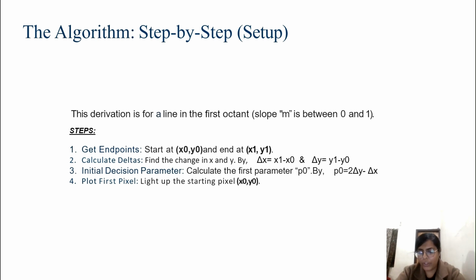Here's how the algorithm works for slope between 0 and 1. First we take the endpoints, which start at x0, y0 and end at x1, y1. Then we calculate delta x and delta y, which is the change in x and y, calculated by the subtraction of endpoints. Then we calculate the first decision parameter using the formula p0 equals 2 times delta y minus delta x. Then with the help of this decision parameter, we plot the first starting pixel.